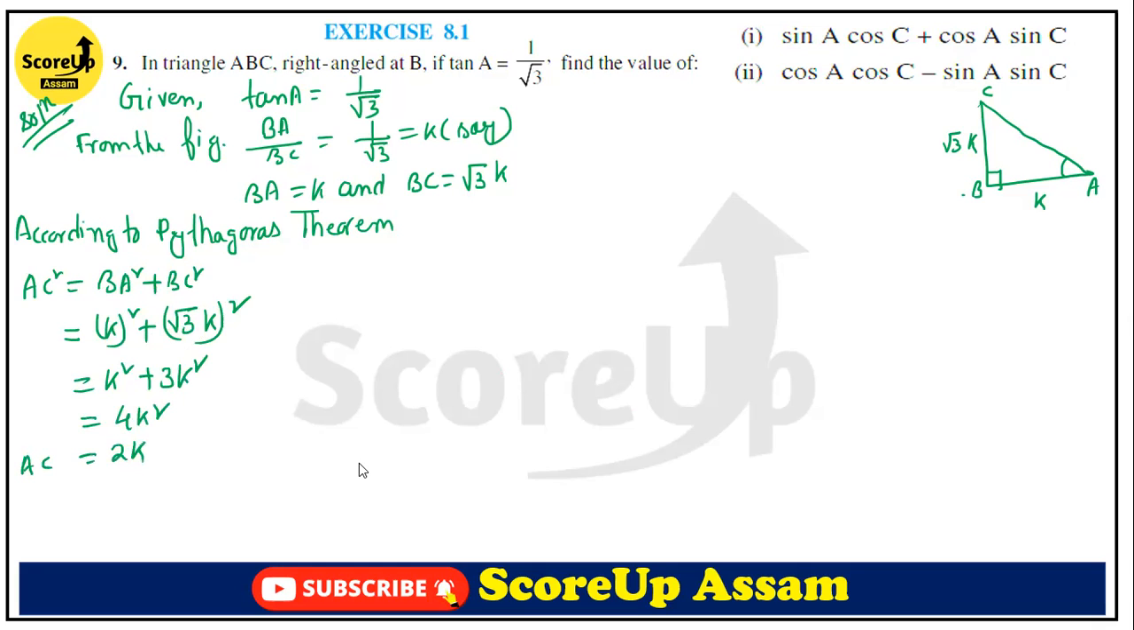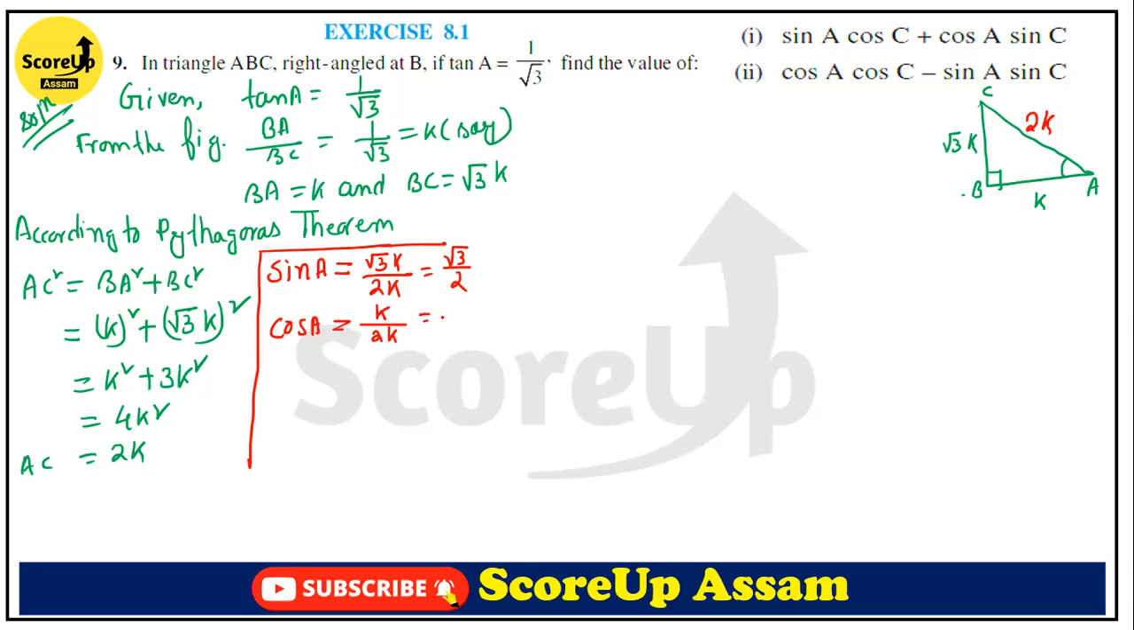Now let me write here with a different color. It will be better. So AC is equal to 2k. Now sin A is perpendicular by hypotenuse, that means root 3 k by 2k, ultimately root 3 by 2. Now what is the value of cos A? Cos A means base by hypotenuse. What is our base? Base is BA, that means k by hypotenuse 2k, so it will be 1 by 2.